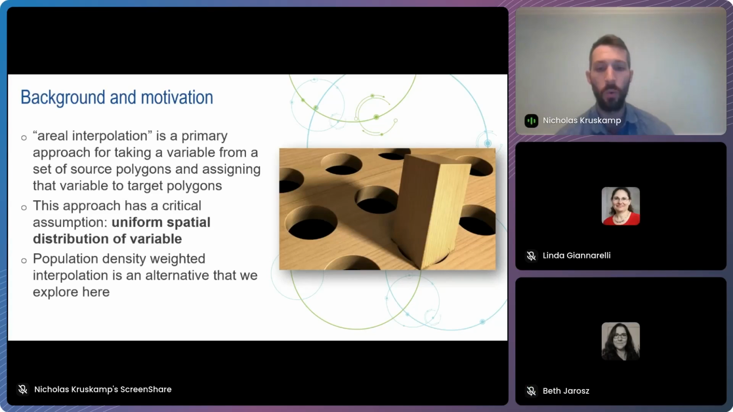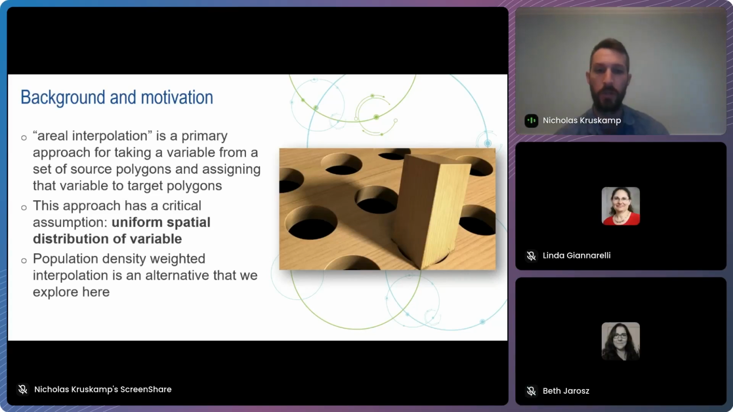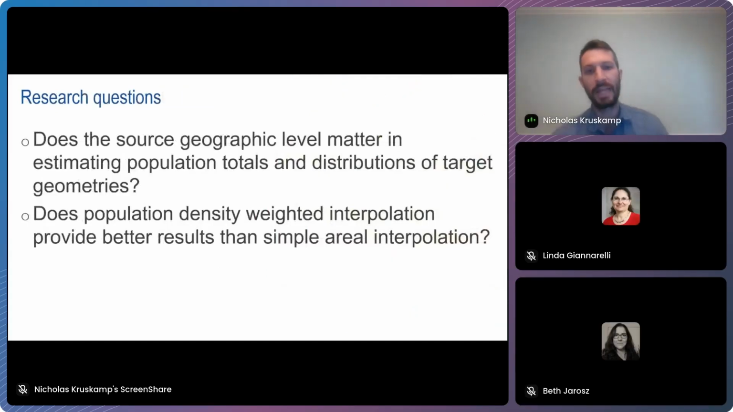One of the counters to that I'm going to call population density weighted interpolation. That is to say, we take some sort of third data source and try to weight our averages when we take, say, data from a census tract and put it into a user-defined shape. We follow the population density in our application here as a way to not apply a uniform spatial distribution of a variable. We're exploring this thought and wanted to prove to ourselves: does it matter? And if so, by how much?